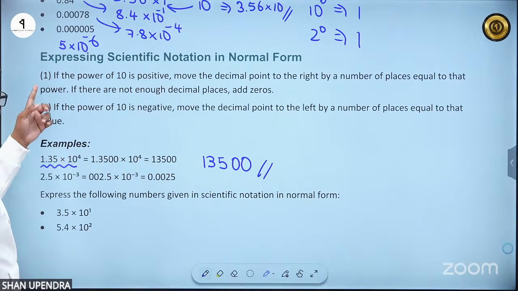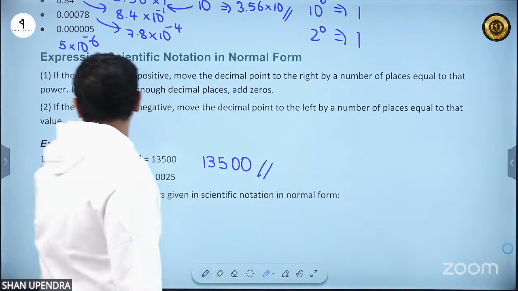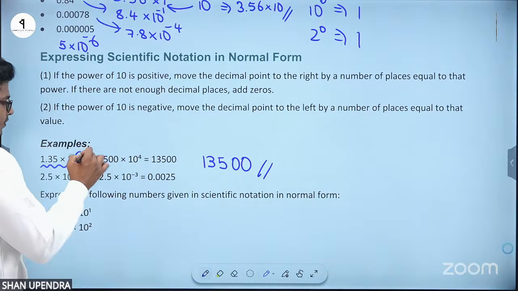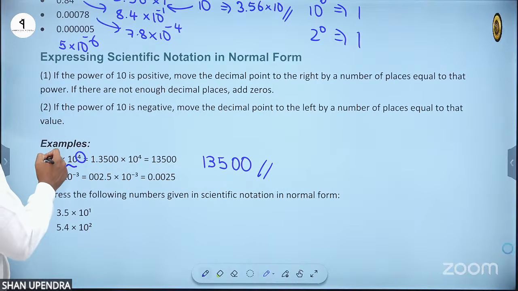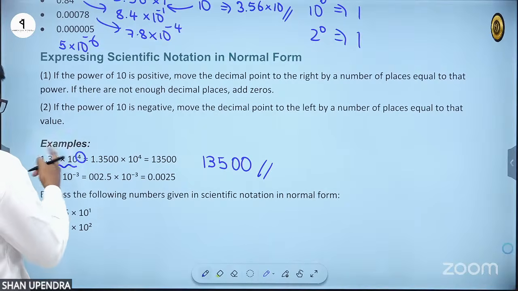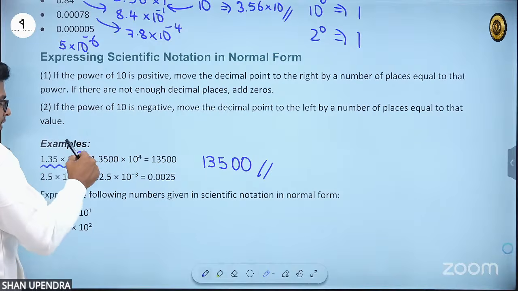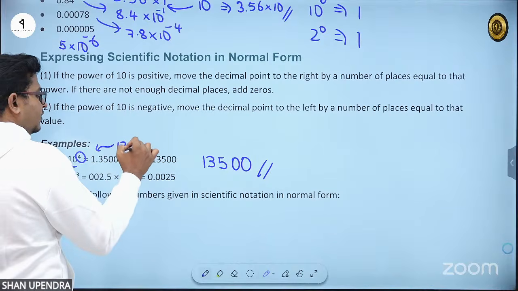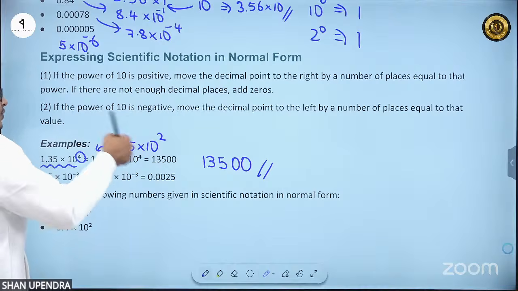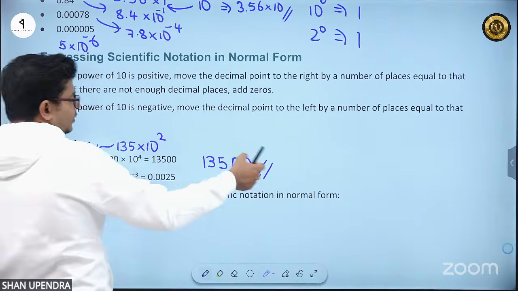So they are asking, if the power of 10 is positive, move the decimal point to the right by a number of places equal to that power. Here the power is 4. I can move two places, but there are another two remaining, 10 to the power 2. I can represent this as 135 into 10 to the power 2. I moved by two places, but still there is another 2, then you can add zeros.